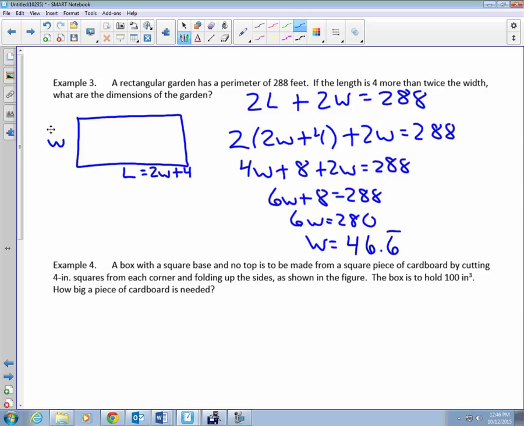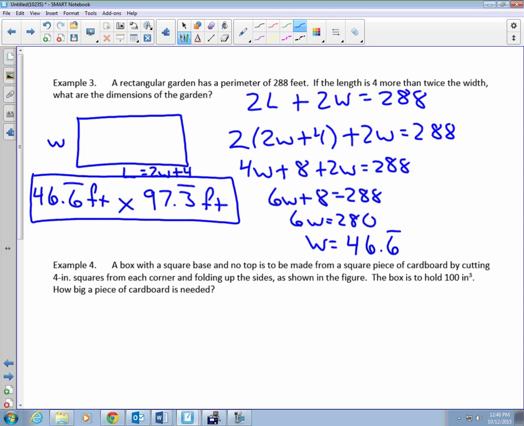What's the question ask? Dimensions. I have the width. The width is 46.6 repeating feet by, how do I figure out L? Plug it in. 2 times 46.6 repeating plus 4 gives me 90, what, 3.3? 7.3. There we got it.